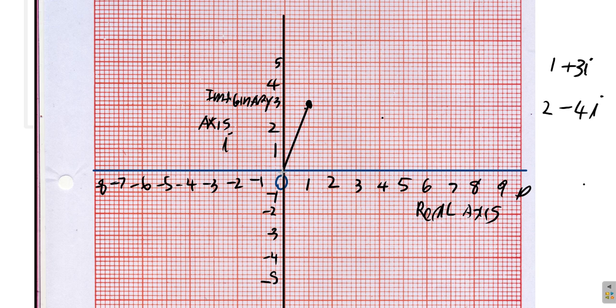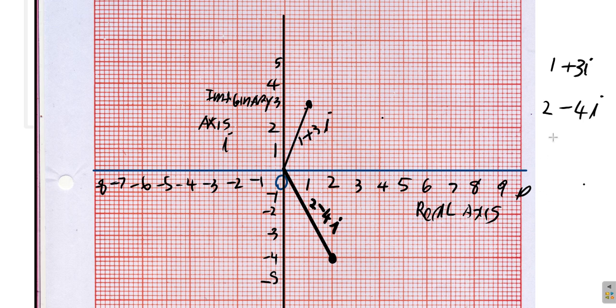Here, we start at 0. We go to 2. Minus, we're going down. How many places? Minus 4. So our 2 minus 4i would be located right there. Alright? So, this is our 2 minus 4i. This was 1 plus 3i.